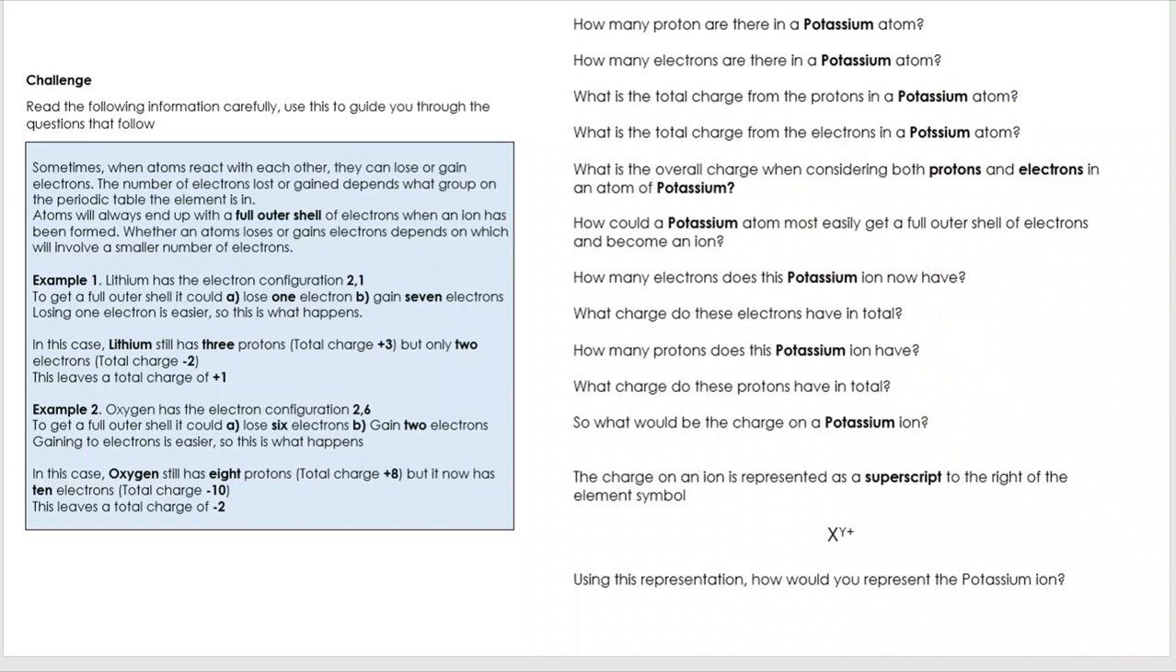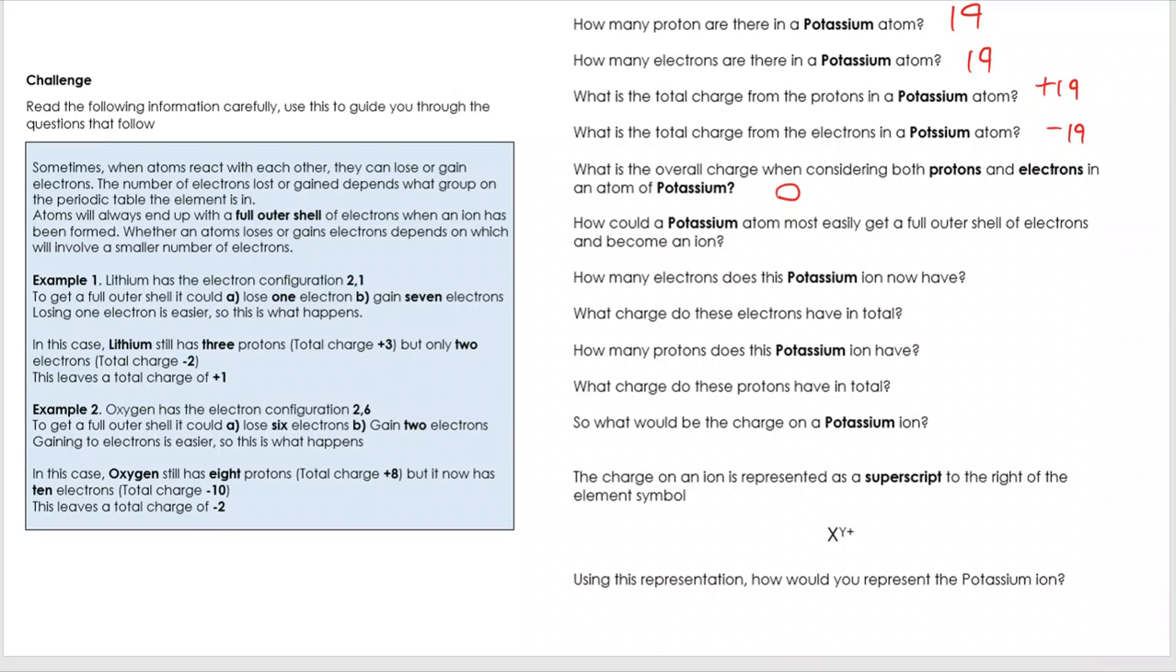Let's have a go at exactly the same situation with potassium. So, how many protons are there in a potassium atom? There are 19. Straight from the periodic table, there are 19 electrons because in an atom, the numbers of protons and electrons are equal. So my total charge from 19 protons is +19, and from 19 electrons is -19, proving that in the atom, the overall charge is 0, the sum of the +19 and -19.